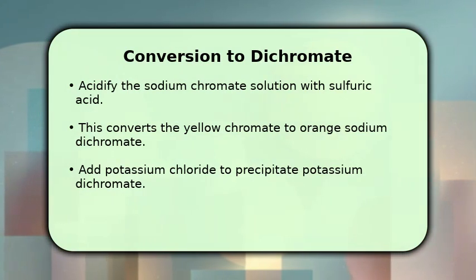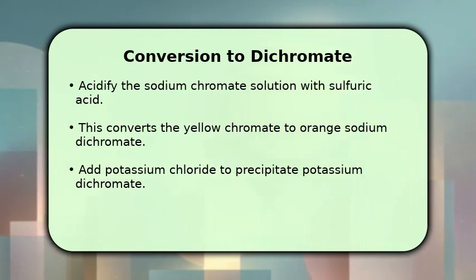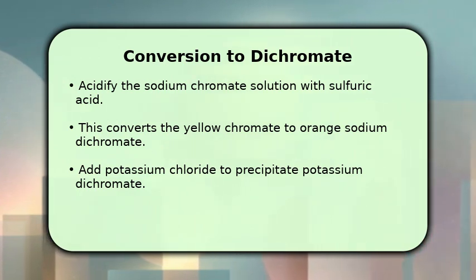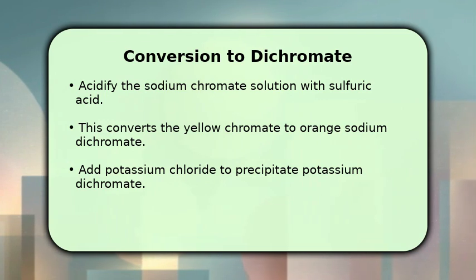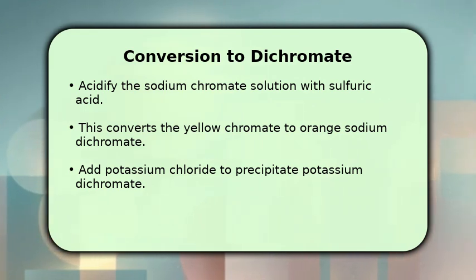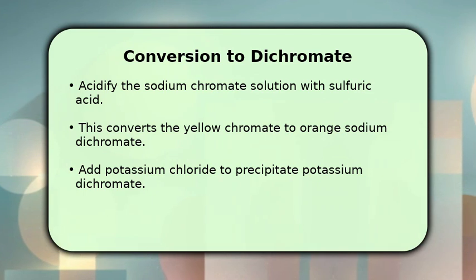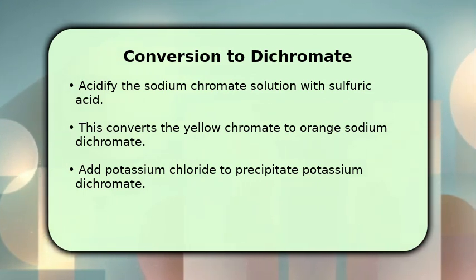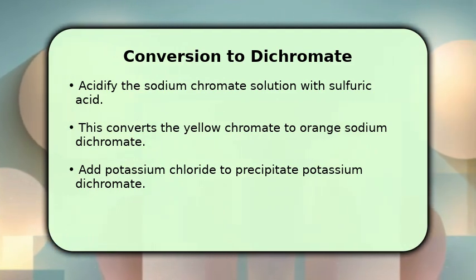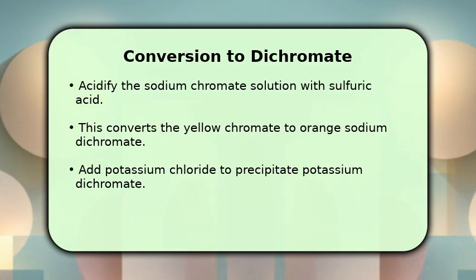Next, the yellow sodium chromate solution is acidified, typically with sulfuric acid. This acidification is key, as it shifts the equilibrium, converting the chromate ions into orange dichromate ions, forming sodium dichromate. Finally, potassium chloride is added to this solution. Due to its lower solubility, potassium dichromate then crystallizes out, completing the preparation.